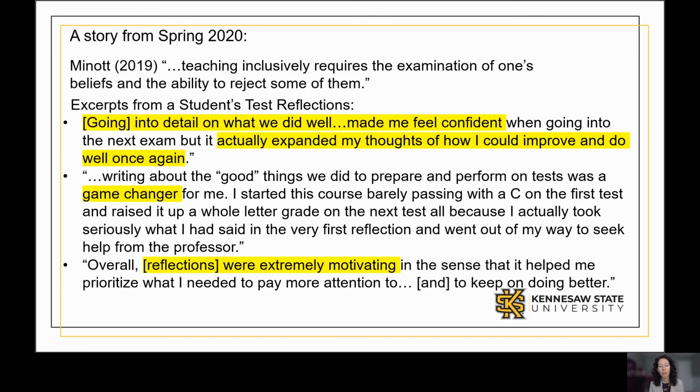However, when I use reflections, I use balanced reflections, which ask the students to focus on what they did well in the preparation for a test. And for this particular student, that focus helped to increase their confidence, helped them to become more motivated to continue to progress through the semester, and was, in their words, a game changer. So although they started off my semester very rough, I worked together with the student and we were able to help them move from barely passing to an A at the end of the semester.